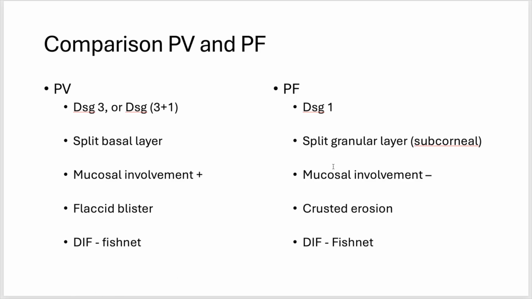and C3. In contrast, PF targets DSG1, which is located higher up in the epidermis. That gives you the subcorneal split and no mucosal involvement, because the mucosa doesn't really express DSG1, right? Instead of intact blisters, you usually see crusted erosions, and the direct immunofluorescence study is similar, still a fishnet but more superficial. So again, the antibody target explains the clinical and histological differences really nicely, right?